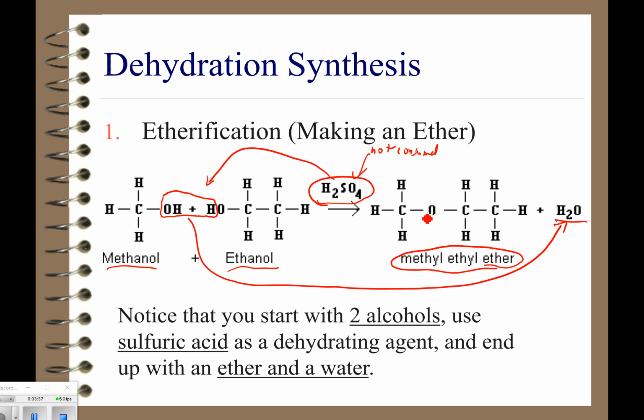What's remaining here, we have our ether functional group, the oxygen in between 2 different sets of bonded atoms, 2 different radicals, and we get methyl ethyl ether. And this only occurs because we remove the hydroxide and the hydrogen from each of the functional groups on the methanol and the ethanol.